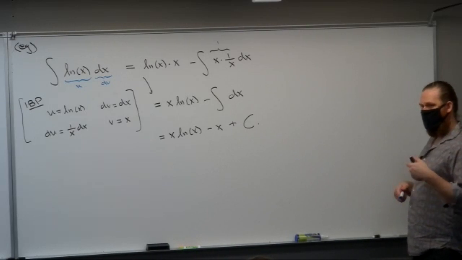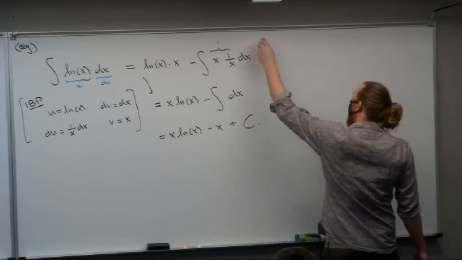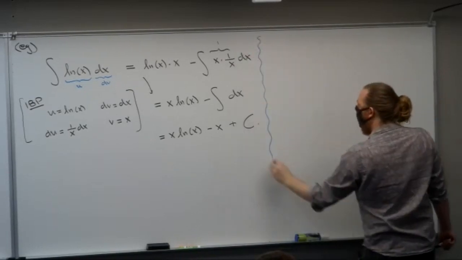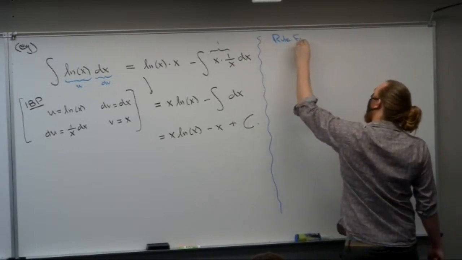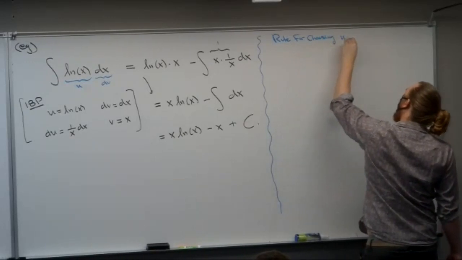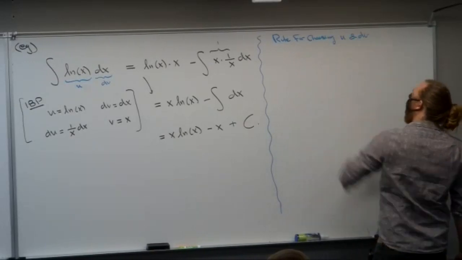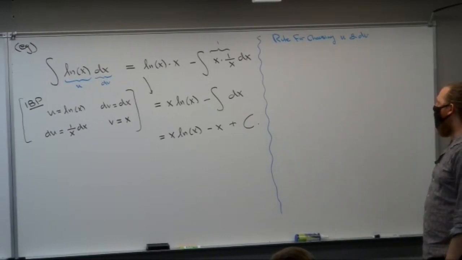Inverse sine, inverse tangent, all kind of go the same way. Now, what I'd like to do now is share with you the rule for choosing u and dv. This will work on 99 and 95% of your problems.